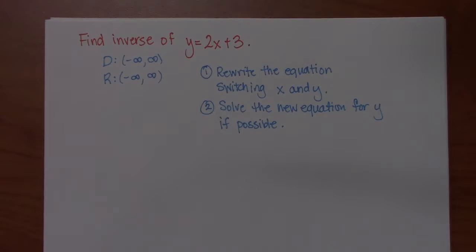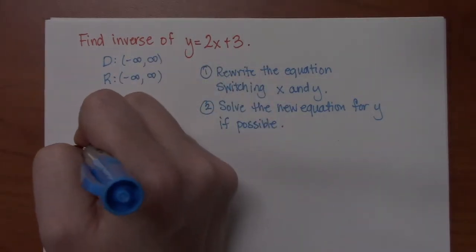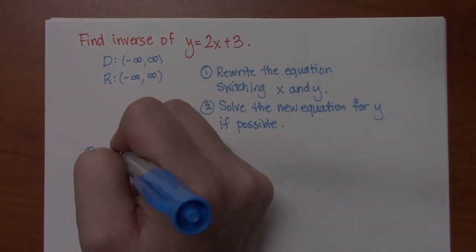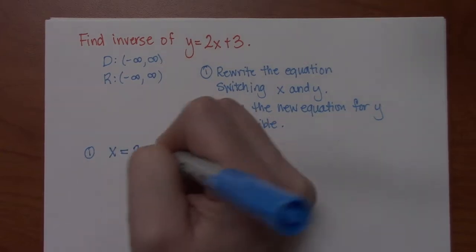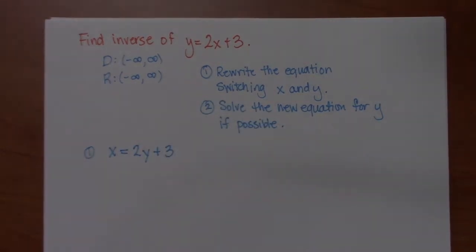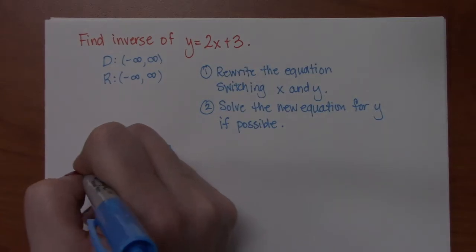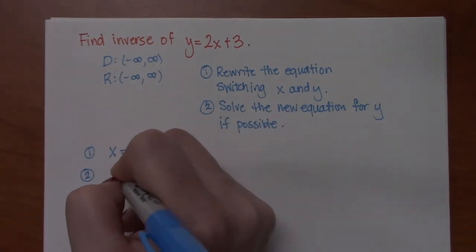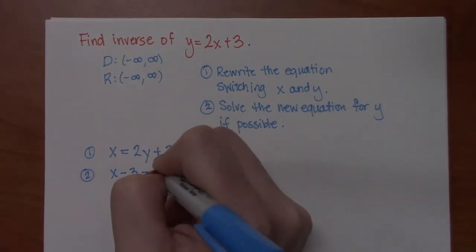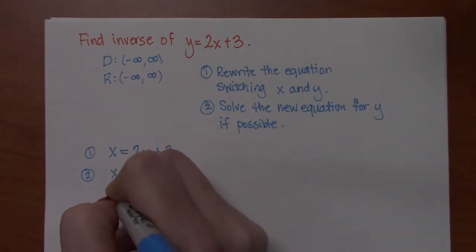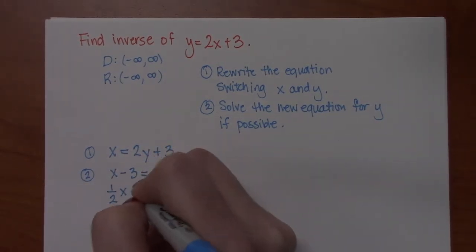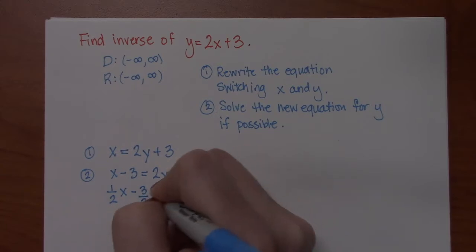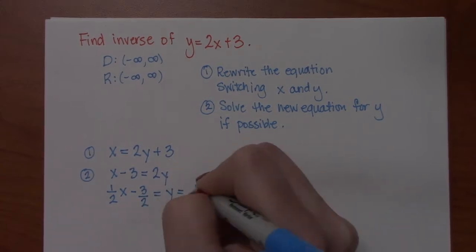So when we do this, let's set this up. Step one says let's rewrite the equation, but we're going to swap the x's and y's. So now it's x equals 2y plus 3. Then we're just going to solve this for y. So x minus 3 equals 2y. So 1/2 x minus 3/2 equals y.